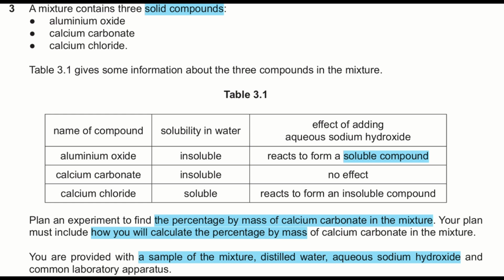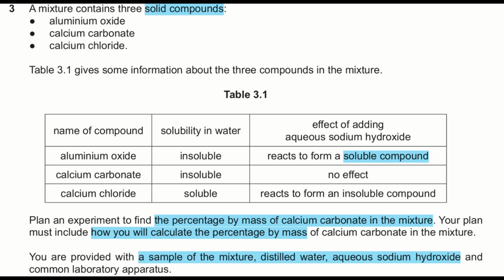The question tells us to plan an experiment to find the percentage by mass of calcium carbonate in the mixture. Your plan must decide how you will calculate the percentage by mass of calcium carbonate in the mixture, so it's basically asking us to include an equation. You're provided with a sample of the mixture, distilled water, aqueous sodium hydroxide, and common laboratory apparatus.